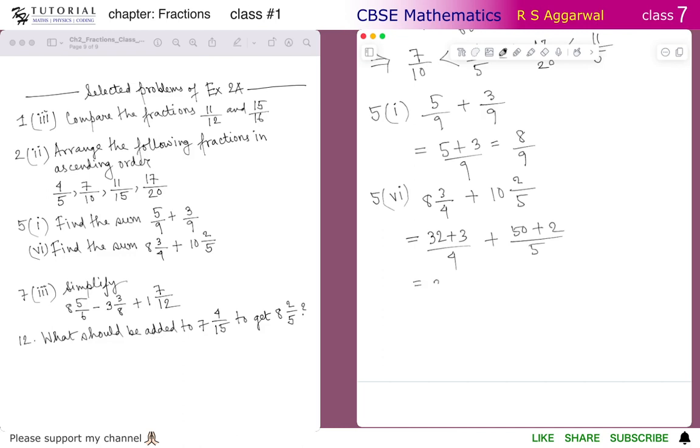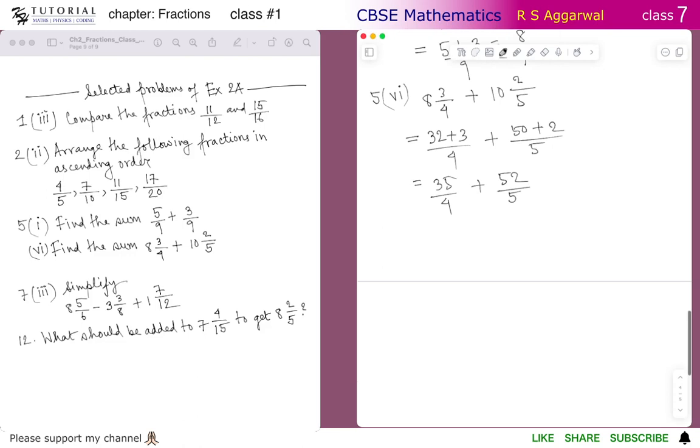This is 35 by 4 plus 52 by 5. Now we have to add these two fractions. These are unlike fractions, and we have to convert these first to like fractions by making the denominator same. So first we have to find the LCM of the two denominators. So over here, LCM of 4 and 5 is 20.